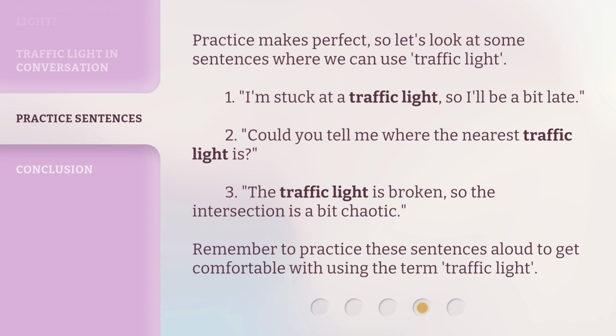Practice makes perfect, so let's look at some sentences where we can use traffic light. 1. I'm stuck at a traffic light, so I'll be a bit late. 2. Could you tell me where the nearest traffic light is? 3. The traffic light is broken, so the intersection is a bit chaotic. Remember to practice these sentences aloud to get comfortable with using the term traffic light.